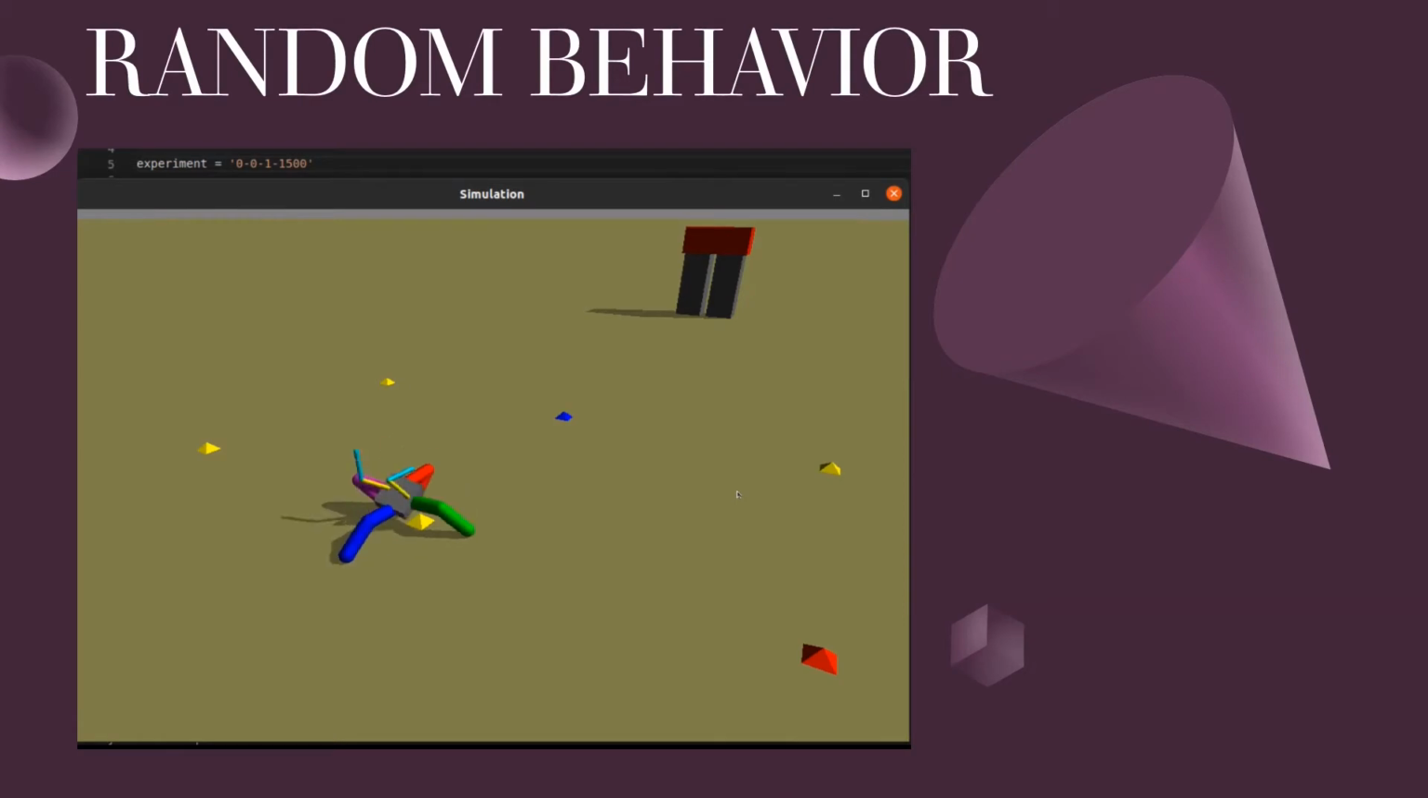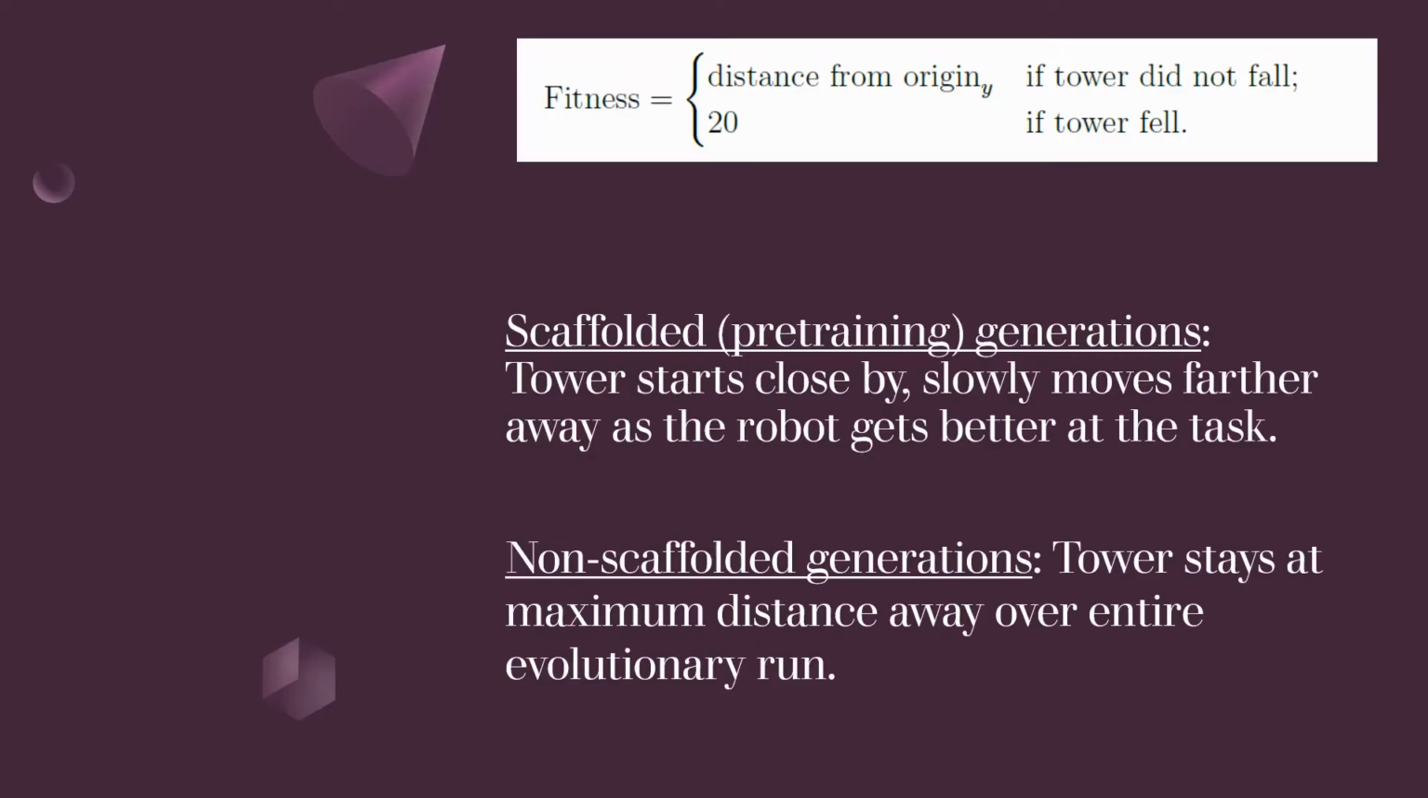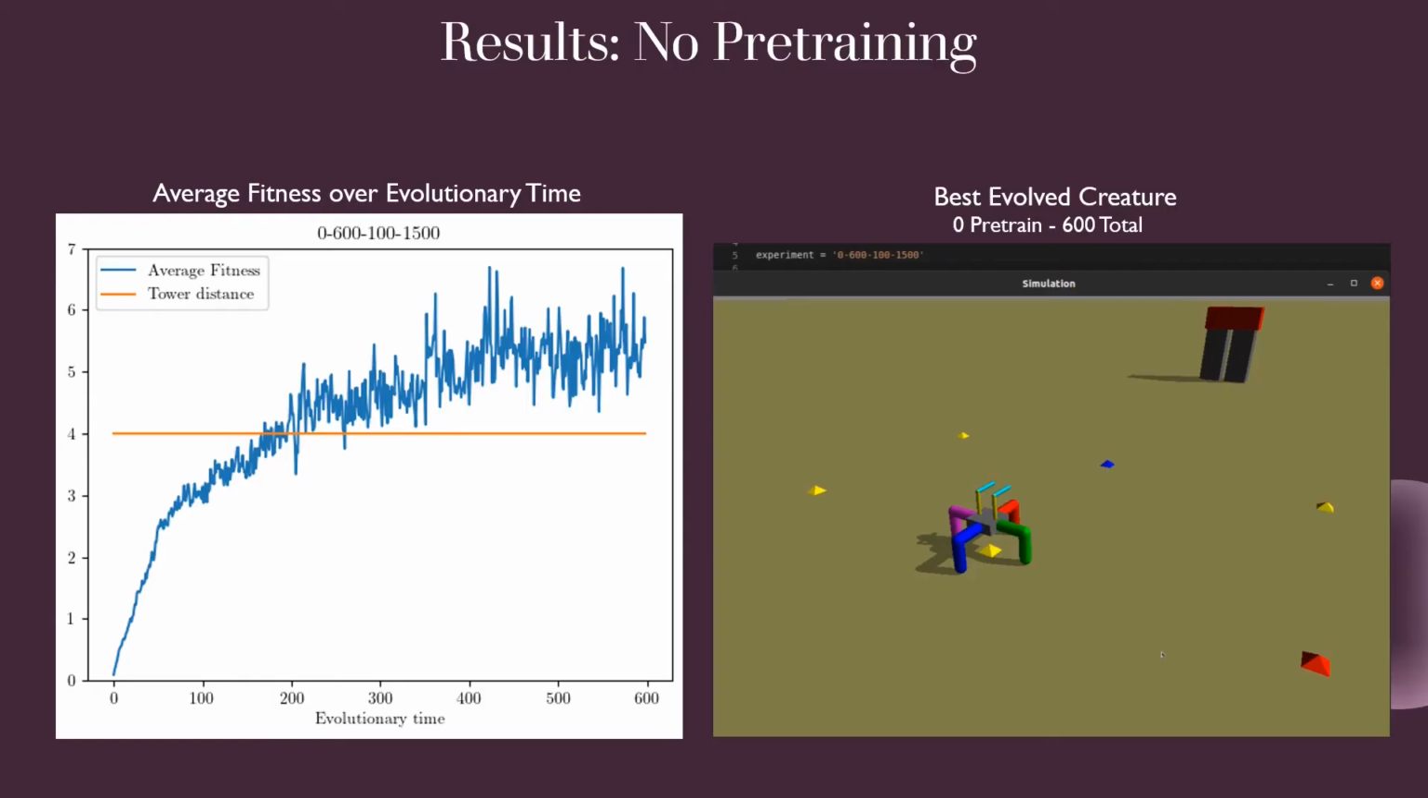Here's an example of some completely random behavior. As we can see, the robot controller has completely random weights. The fitness function I'll be using is distance from the origin in the y direction if the tower did not fall over, or 20 points if the tower did fall over. And the way we're going to compare scaffolding and non-scaffolding is that with scaffolding, the tower will start close by and slowly move away, whereas with non-scaffolding, the tower will start far away and stay there over the course of evolution.